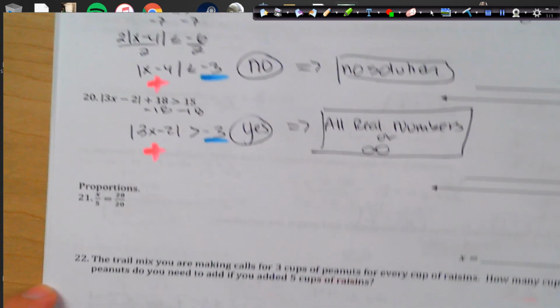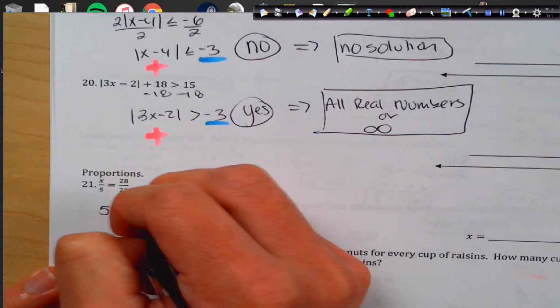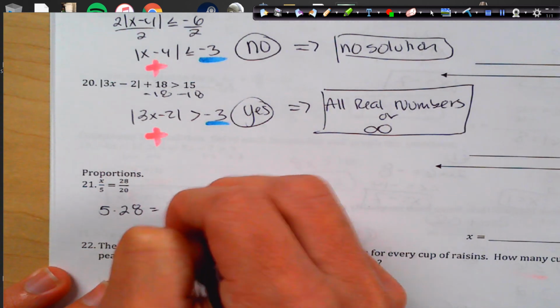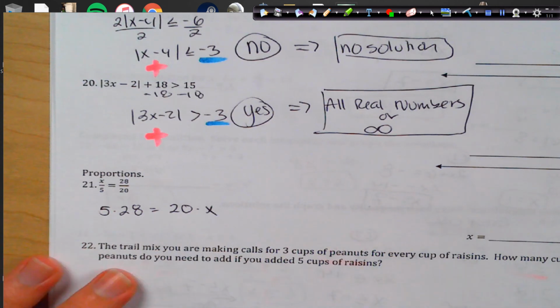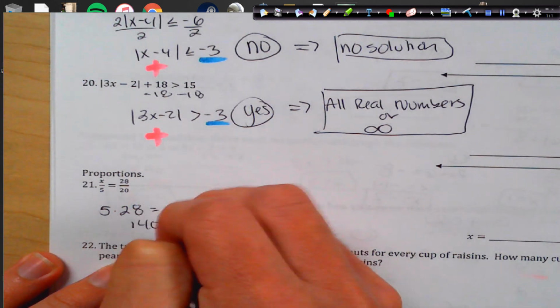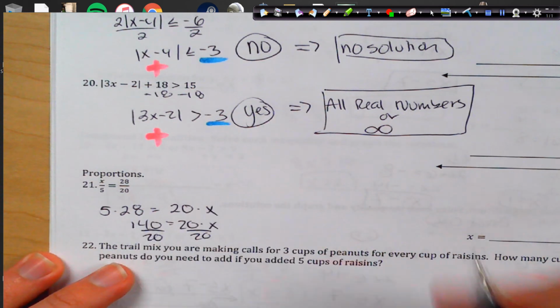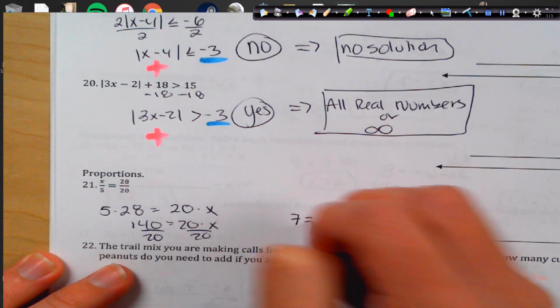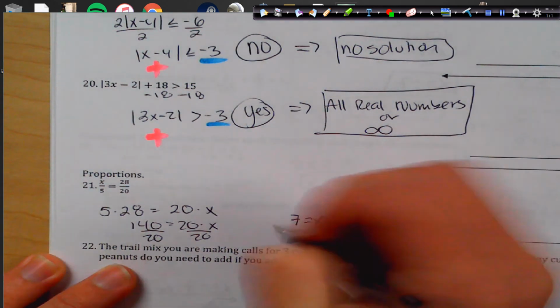All right, 21. Let's go ahead and cross multiply. 5 times 28 equals 20 times x. And I have a calculator here because 5 times 28, that's a decently sized number. I'm not sure what that one is off the top of my head. So I get 140 equals 20 times x, divide by 20. And that's going to give me, I believe, 7. Is that right? Let's just double check. I believe that is 7. Yeah, so x equals 7.